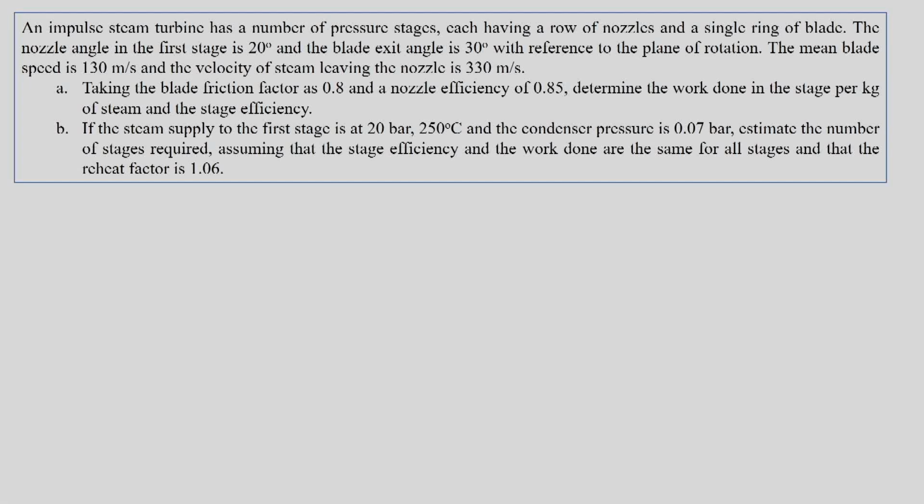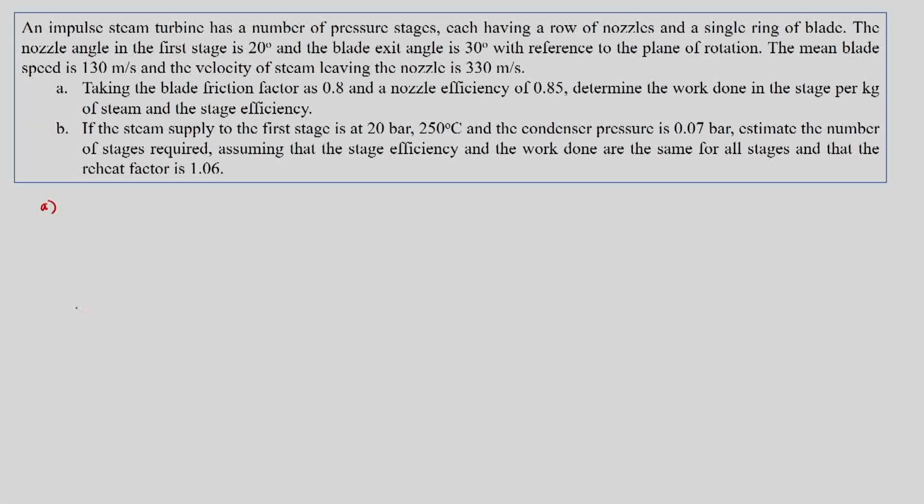If steam supplied to the first stage is at 20 bar 250 degrees Celsius and the condenser pressure is 0.04 bar, estimate the number of stages required. Assume that the stage efficiency and the work done are the same for all stages and that the reheat factor is 1.06. So we will start.